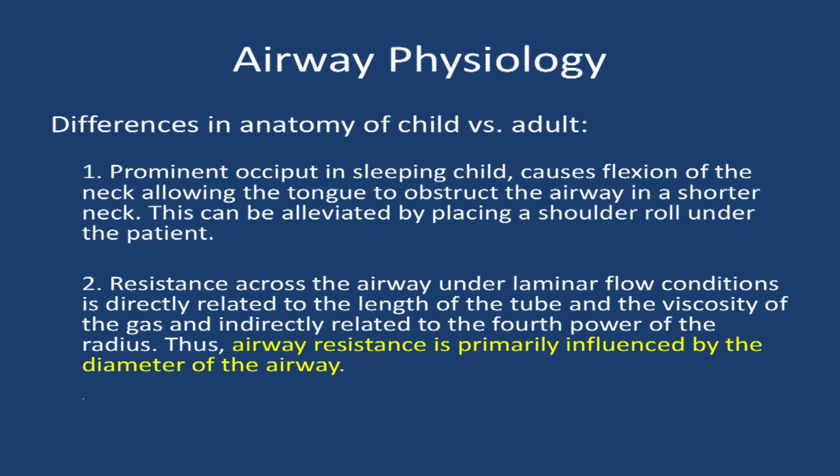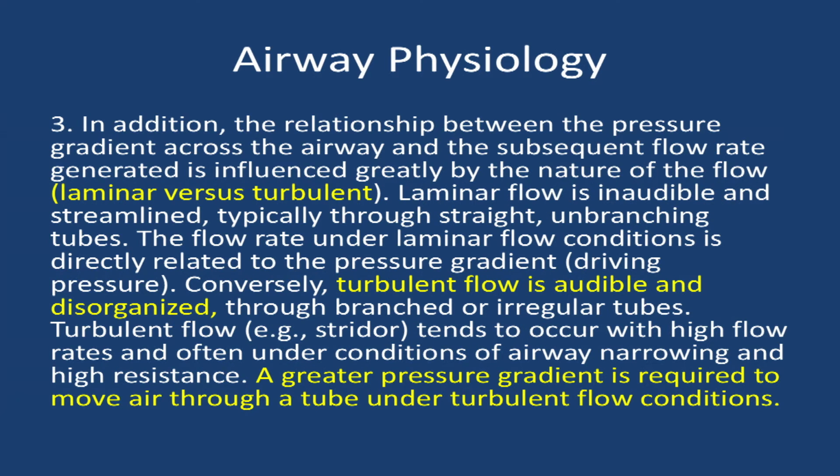Resistance across the airway under laminar flow conditions is directly related to the length of the tube and the viscosity of the gas, and inversely related to the fourth power of the radius. Thus, airway resistance is primarily influenced by the diameter of the airway. In addition, the relationship between the pressure gradient across the airway and the subsequent flow rate generated is influenced greatly by the nature of the flow, that is, laminar versus turbulent.